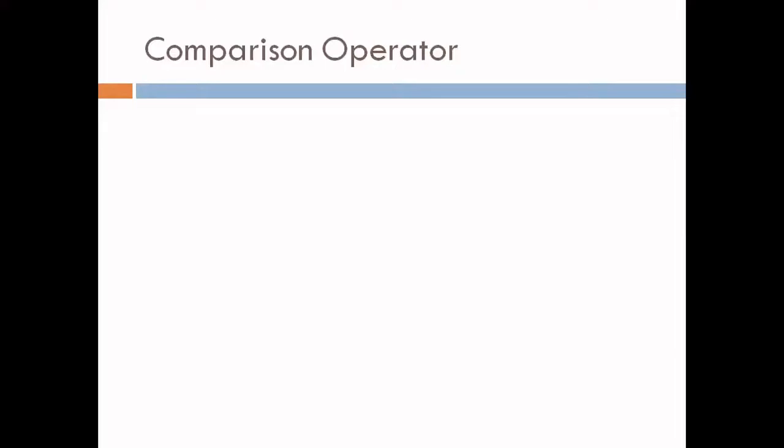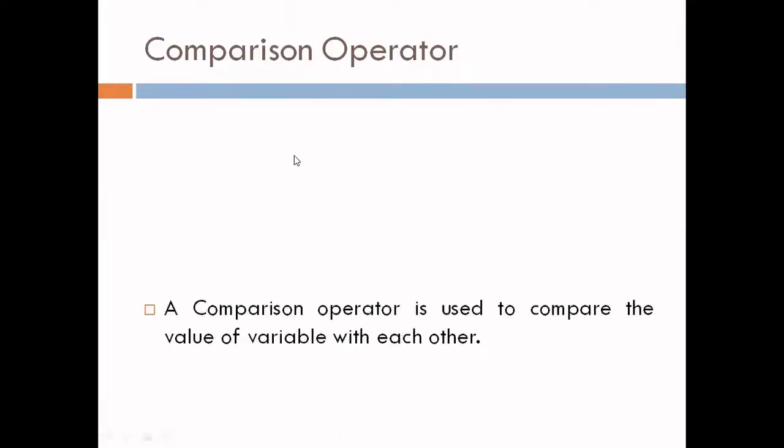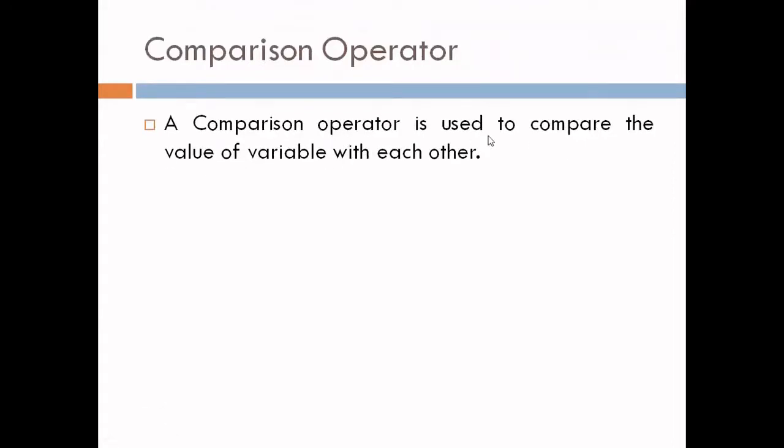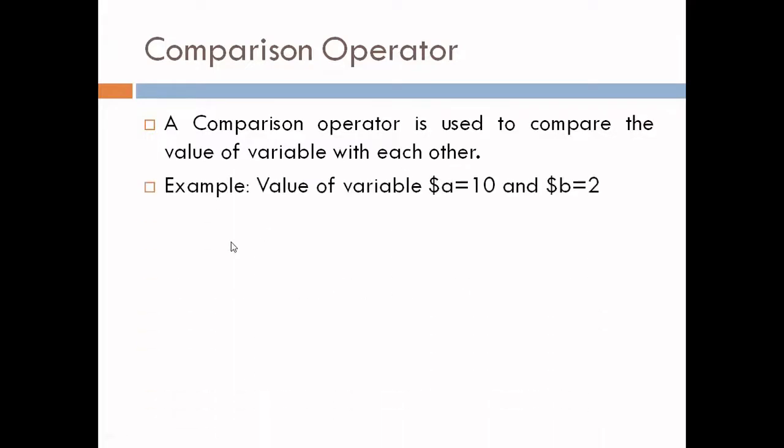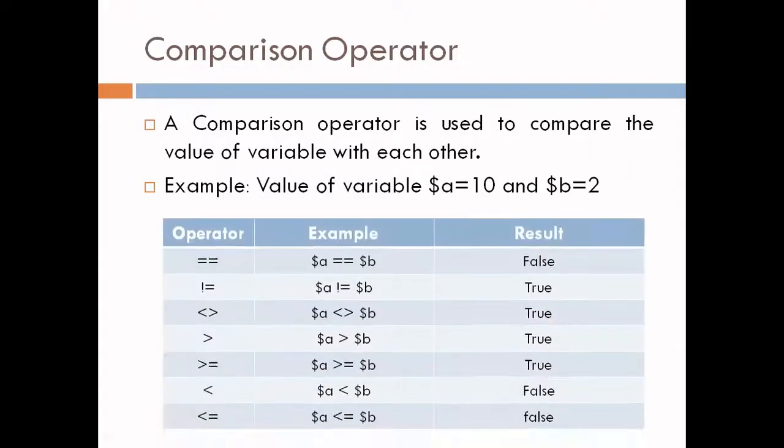Now comparison operator. Where is it used? As per the name, the comparison operator is used to compare two values. Whenever we want to compare two values at the same moment, we can use a comparison operator. It is used to compare the value of a variable with another. Example: the value of variable a is 10 and the value of b is 2. So here I have two variables, a as well as b. Now let's look at various comparison operators.